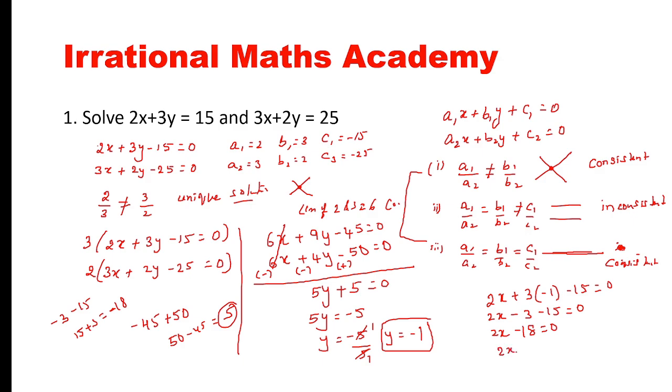If I transpose to that side, it becomes what? Plus 18. 2 into x, it is in multiplication, right? If I transpose to that side, it becomes what? Division. So 18 by 2, 2 ones are 2, nines are. So x value is what? 9. Is this clear? So I got the solution. Okay, I got the solution. X value is 9 and y value is what? Minus 1.